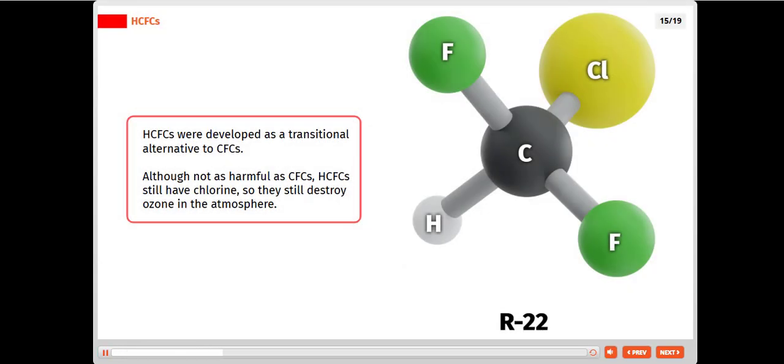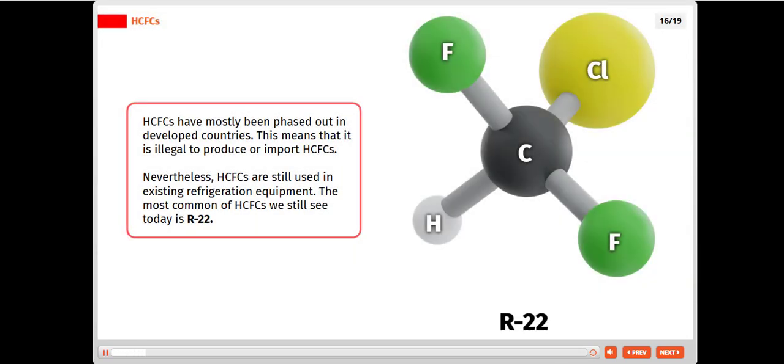HCFCs were developed as a transitional alternative to CFCs. Although not as harmful as CFCs, HCFCs still have chlorine, so they still destroy ozone in the atmosphere. HCFCs have mostly been phased out in developed countries. This means that it is illegal to produce or import HCFCs. Nevertheless, HCFCs are still used in existing refrigeration equipment. The most common of HCFCs we still see today is R22.